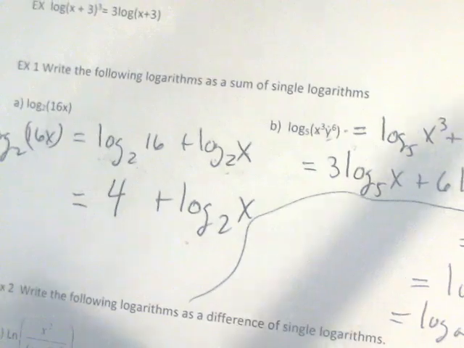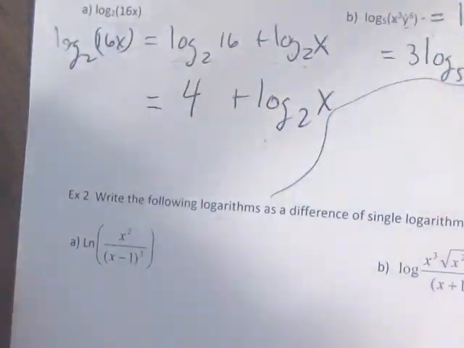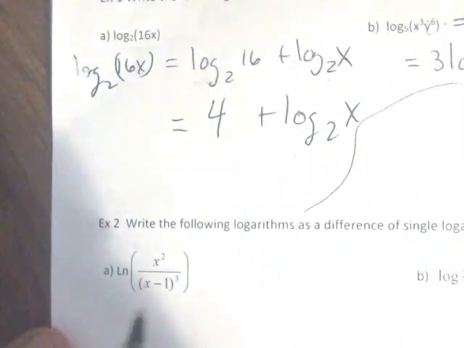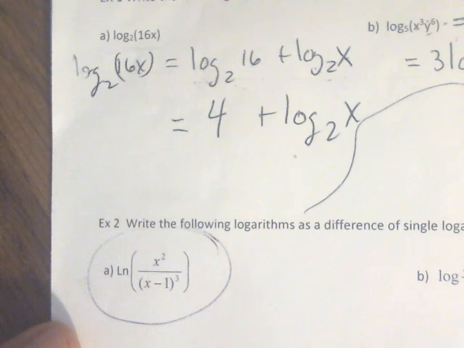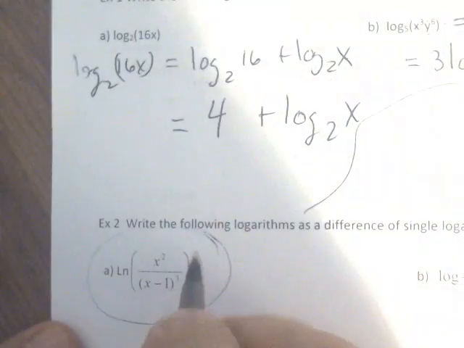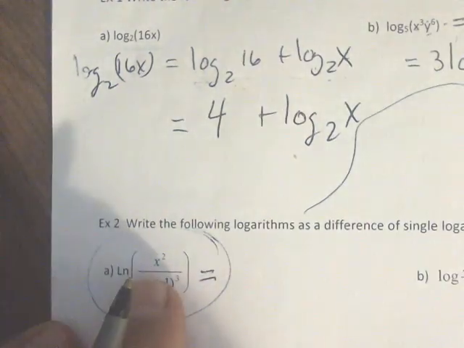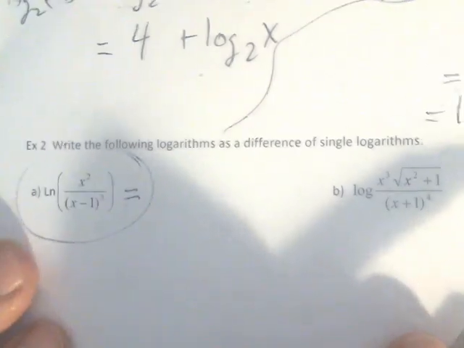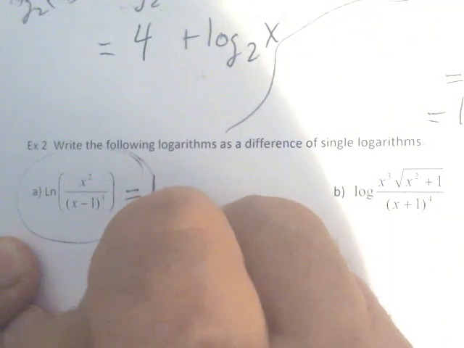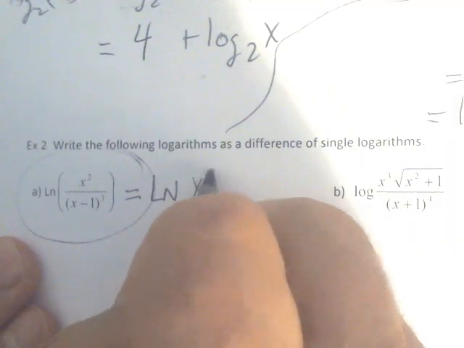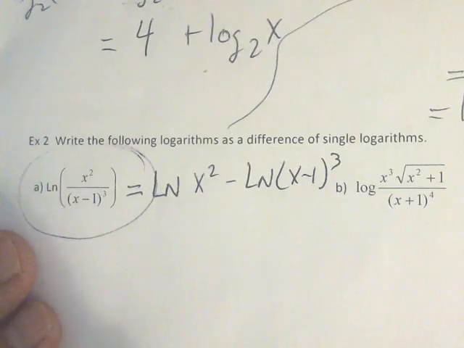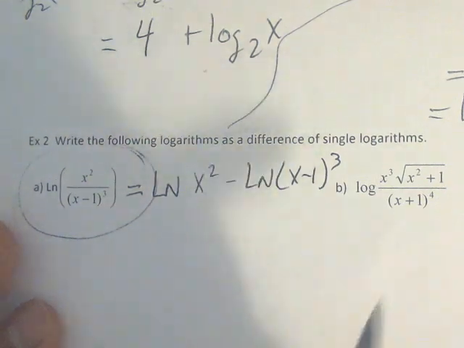The next group of examples is going to be applying law 2 with law 3 and possibly law 2 with law 1 and law 3. But let's look here. We have a natural logarithm. Doesn't matter what type of logarithm it is. It's all the same as far as the laws go. And I have what looks like law 2. Numerator, denominator. So I just apply the law. Don't overthink these. Natural log x squared minus natural log x minus 1 cubed. Log of the numerator minus log of the denominator.